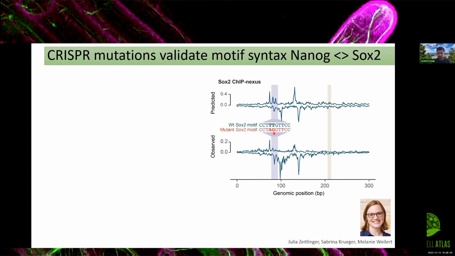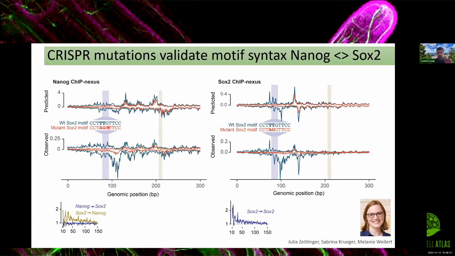The model tells us if you mutate the AG, you're going to get a pretty dramatic impact. You're going to affect the footprint right here, and you're going to attenuate the footprint pretty far away. When you actually perform the experiment, that's what you see. You see a complete attenuation of the footprint right here, and a slight attenuation of the footprint right here. This is SOX2's cooperativity with itself, because it's the SOX2 profile that we're looking at.